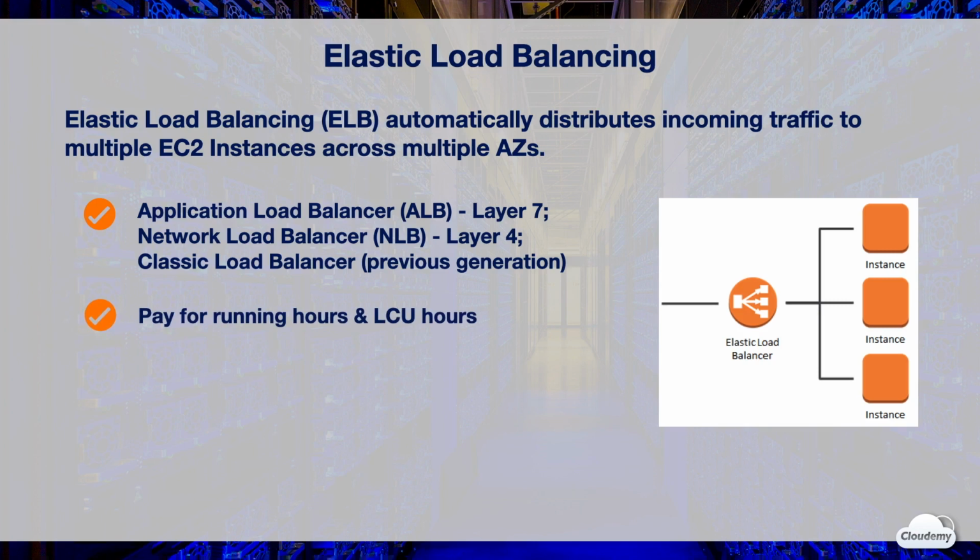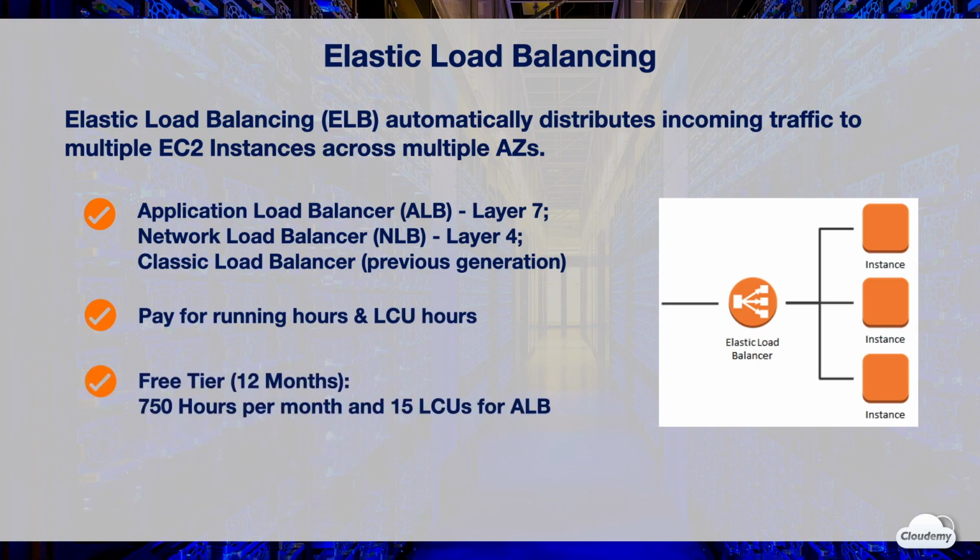With ELB, you only pay for the running hours and Load Balancer capacity units or LCU hours. ELB offers a free tier for the first 12 months. You have 750 free hours per month for ALBs or classic load balancers, and 15 free LCUs for ALBs, 15 GB free data processing for classic load balancers.